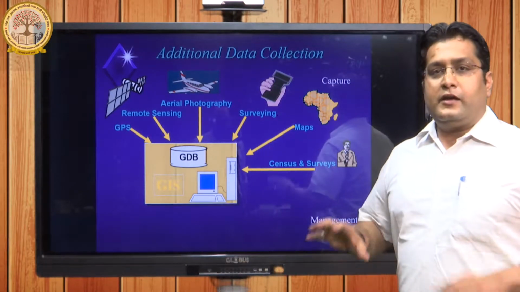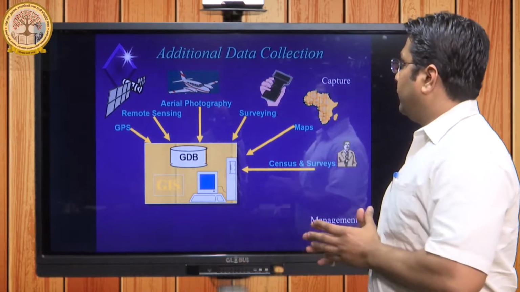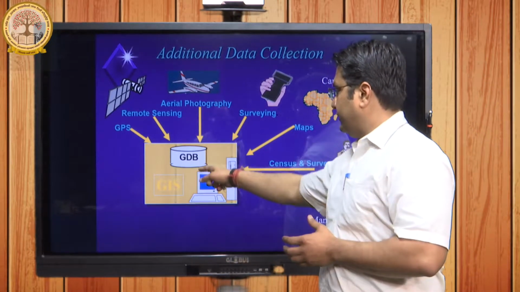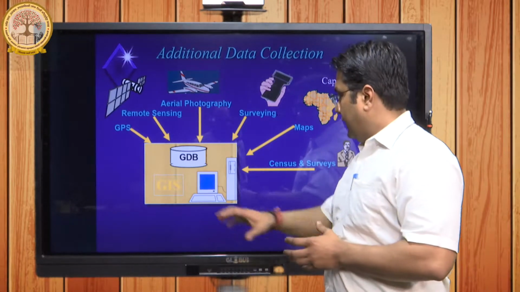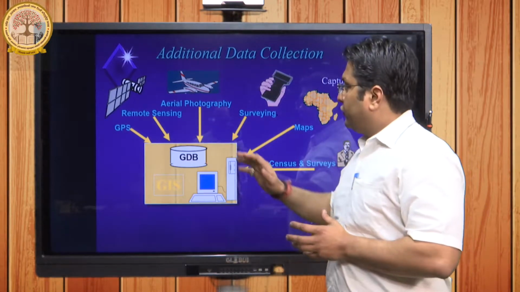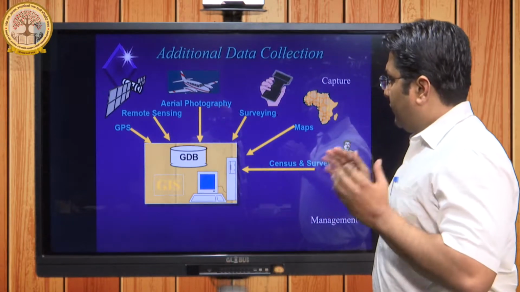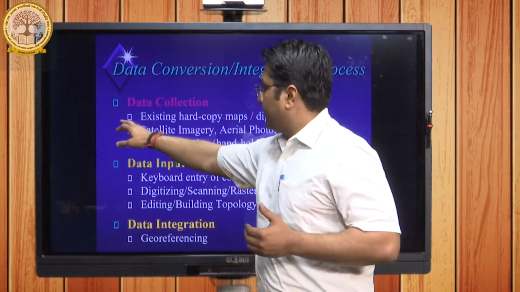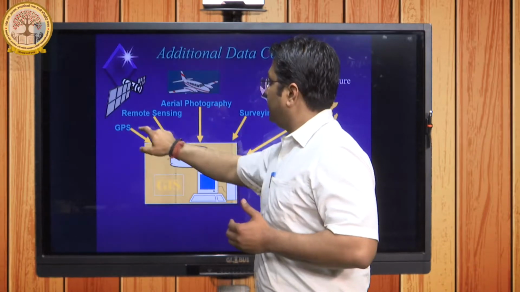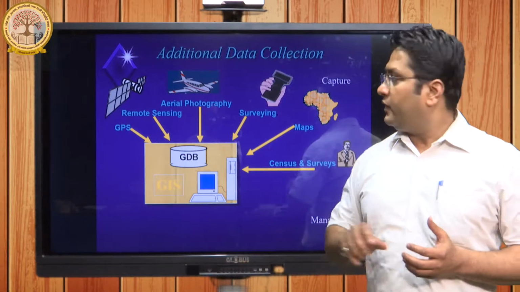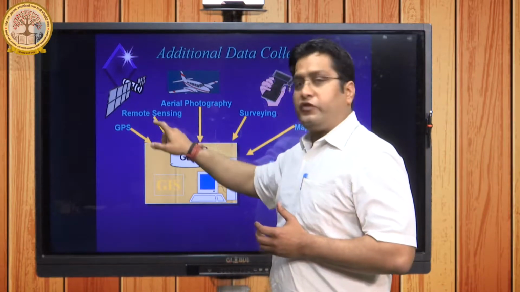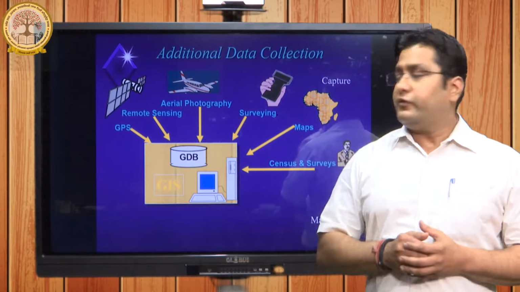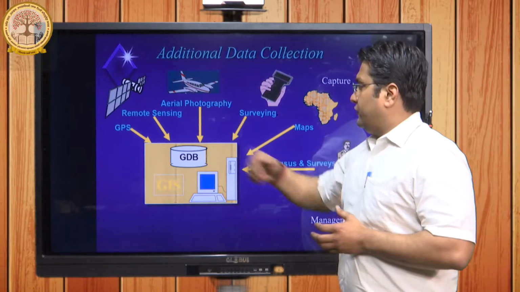So in this slide you can see various kinds of data that can be used to prepare a geographical database. This is a GDB, that is a geographical database. That is a very important part of GIS. So the people who are using GIS can use the data which is procured through GPS, Global Positioning System. Then we can also use remote sensing data, which we have already explained during the basic concept of remote sensing as well as geospatial technology.